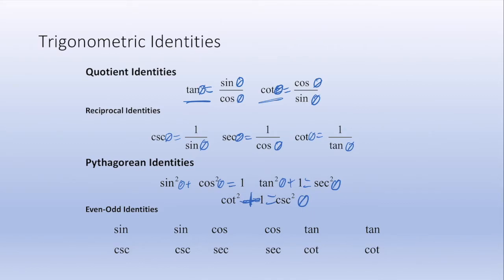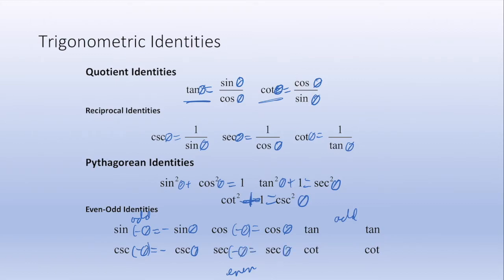I also have the even odd identities. So sine of theta and cosecant of theta are odd, as well as tangent and cotangent, and cosine and secant are even. So if I have sine of negative theta, that equals negative sine of theta. If I have cosecant of negative theta, that equals negative cosecant of theta. If I have cosine of negative theta, that equals cosine of theta. If I have secant of negative theta, that equals secant of theta.